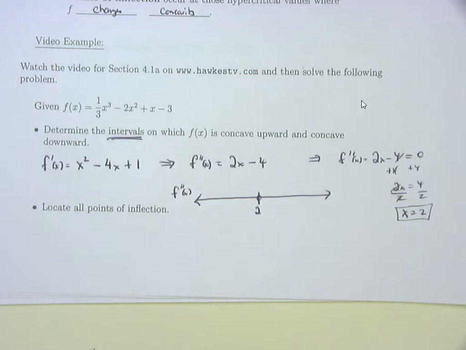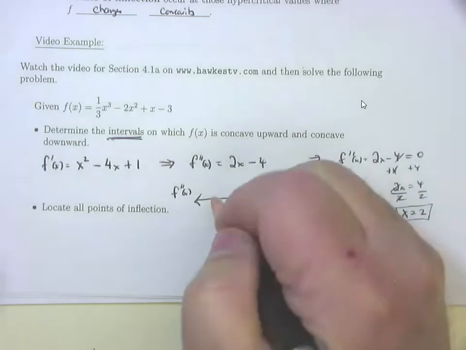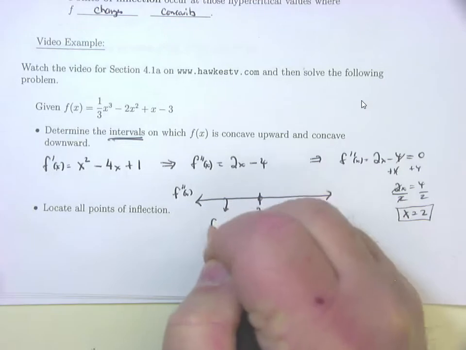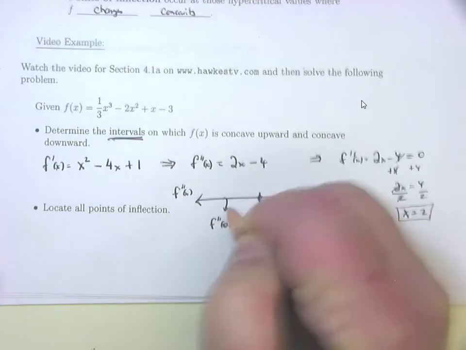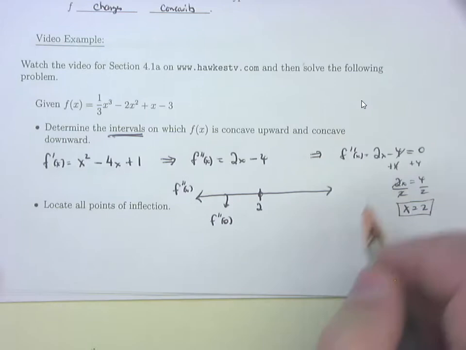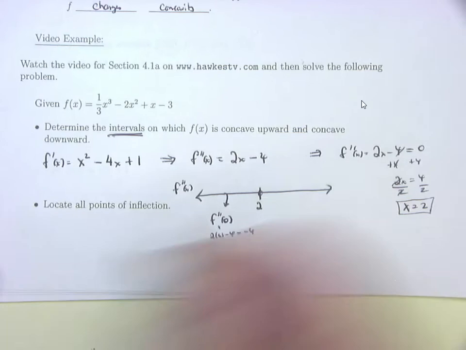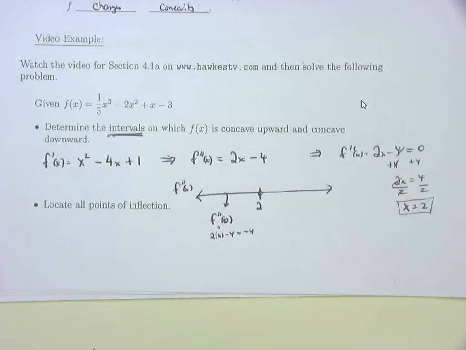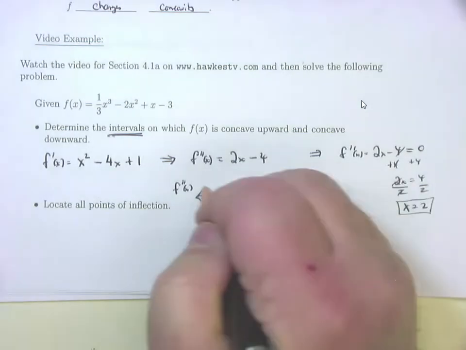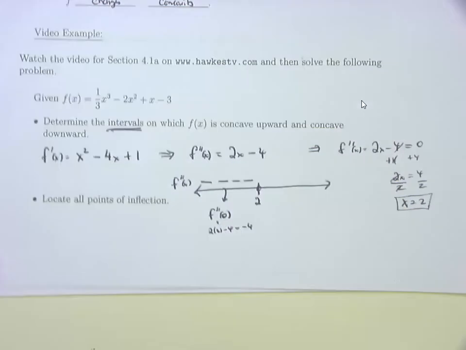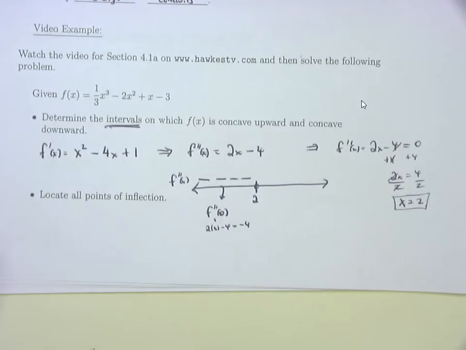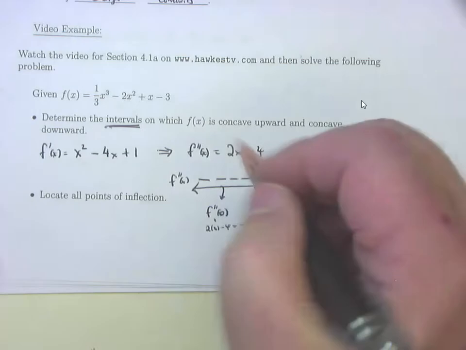Pick a point, use your brain, less than 2. Good choice, 0. And I'm going to plug it into the second derivative. My second derivative is 2x minus 4, so it'll be 2 times 0 minus 4. That's negative 4. I don't care what the number is, what's the sign of it? It's negative, so everybody in that interval is going to be negative. And what a negative second derivative means is it's going to be concave downward.